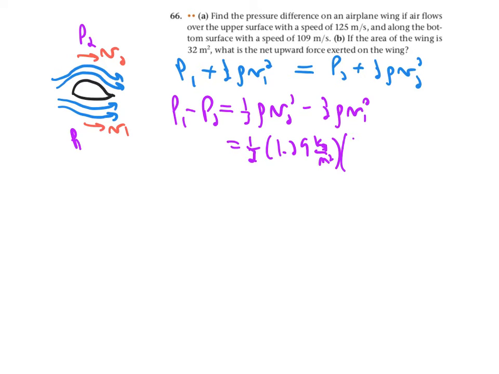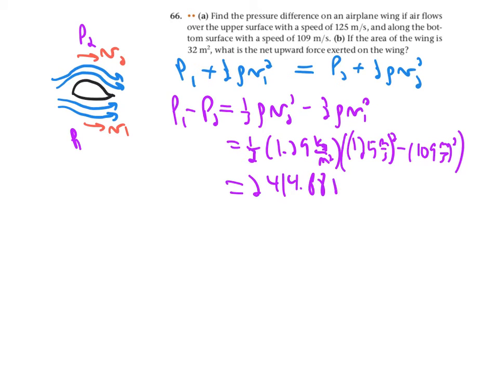And then the speeds were given as the upper one was 125, and we need to square it, and the lower one was 109, and we need to square it. This is 2414.88 pascals. We have only 3 figures, right? We have 3 sig figs there, we have 3 sig figs there, and we're going to lose a sig fig in the next section, but right now we can stick that we have 3, and so it's 2410 pascals.